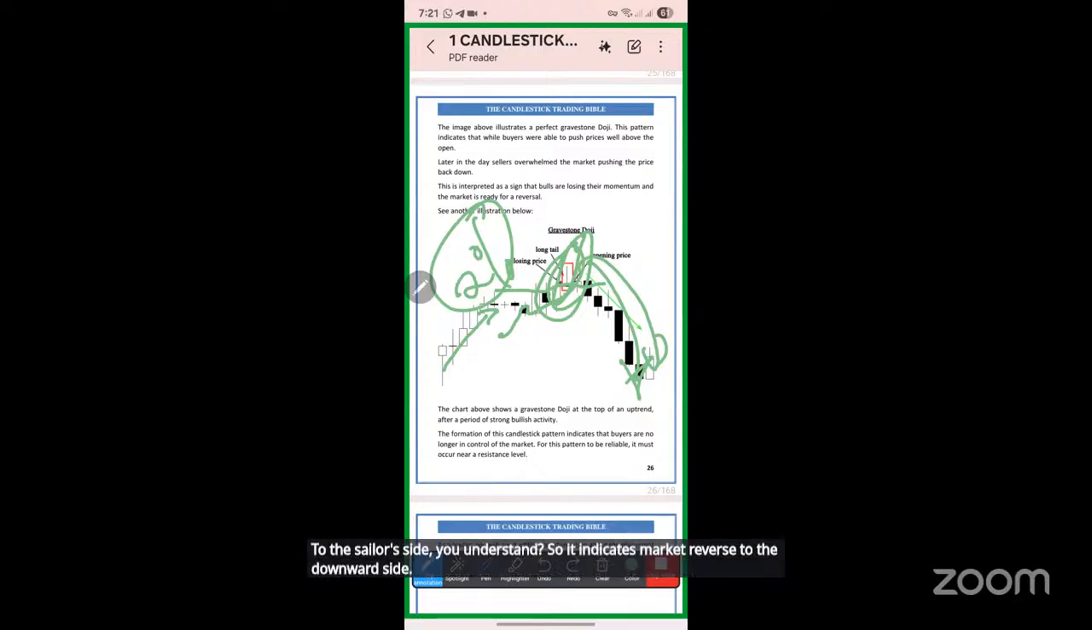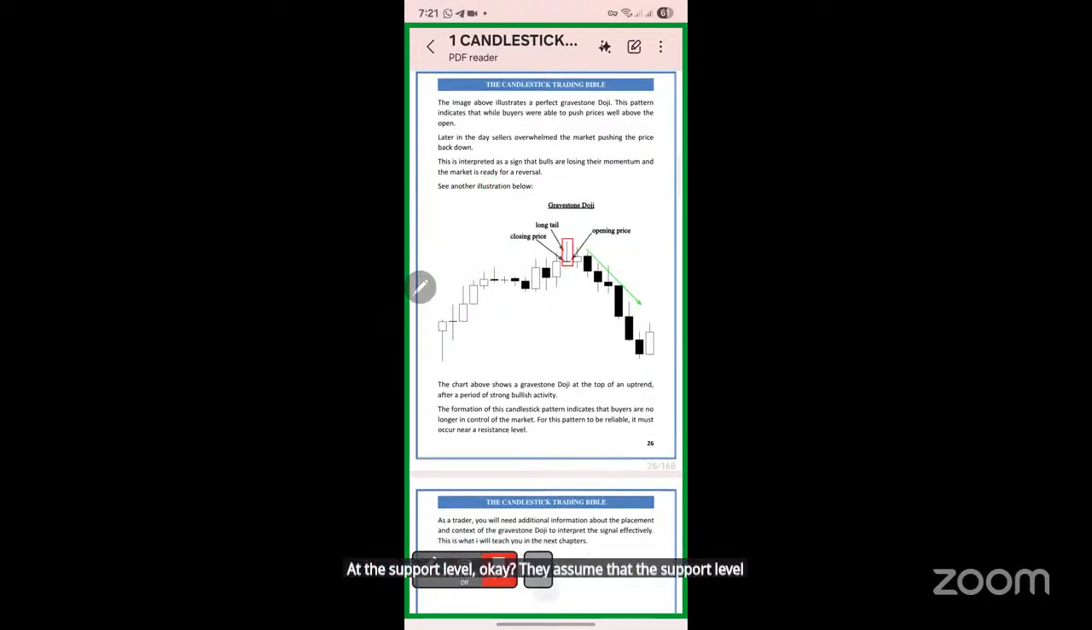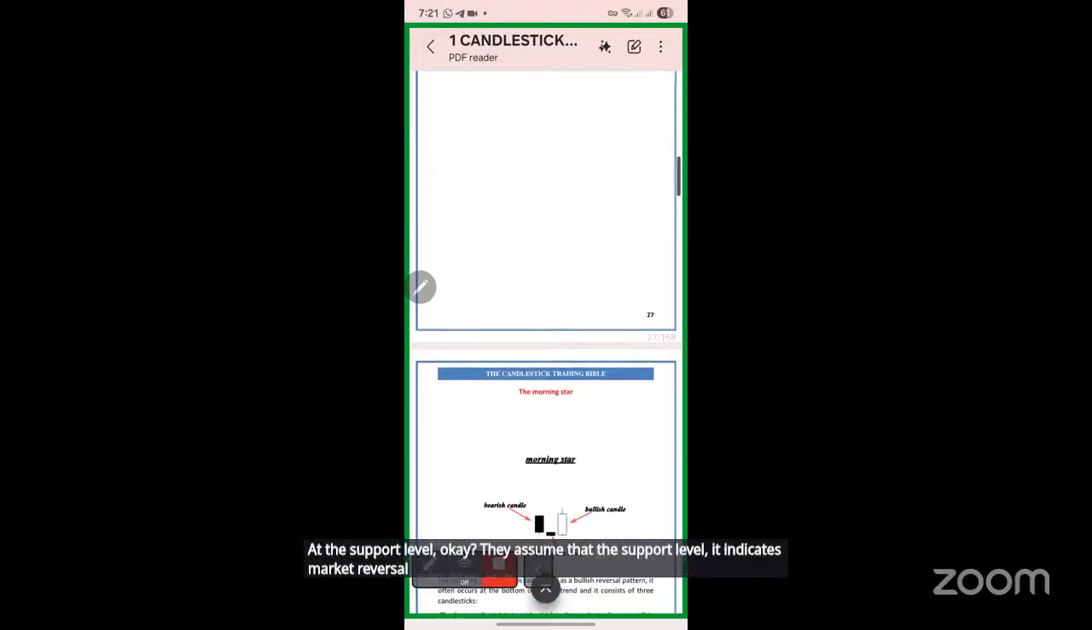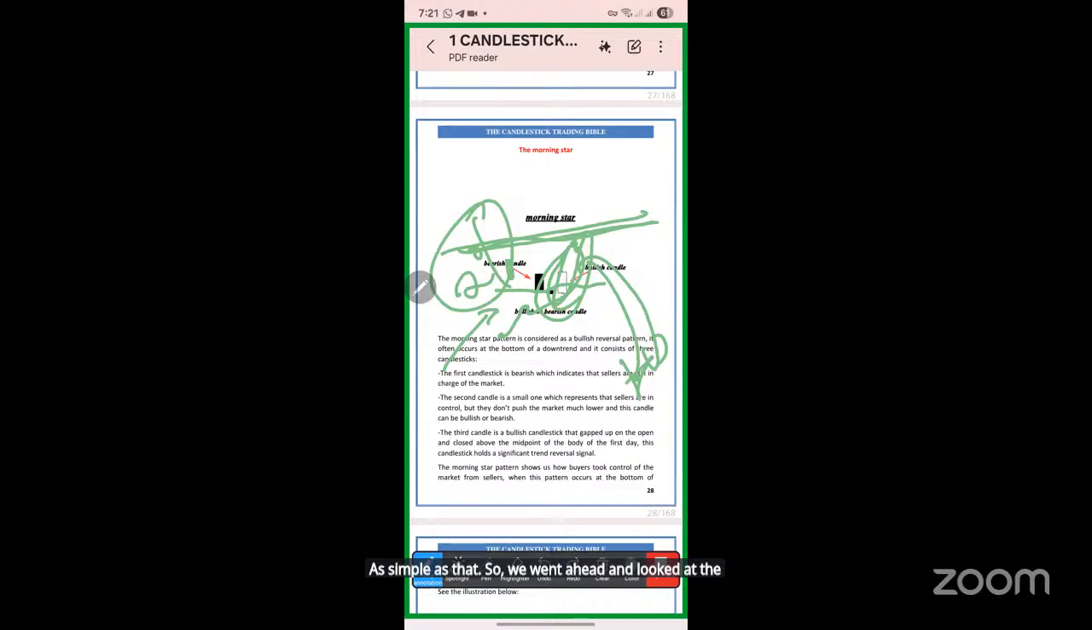It is always formed at the end of the upward trend, at the resistance level. It indicates market reversal to the downward side. As simple as that. So we went ahead and looked at the morning star.